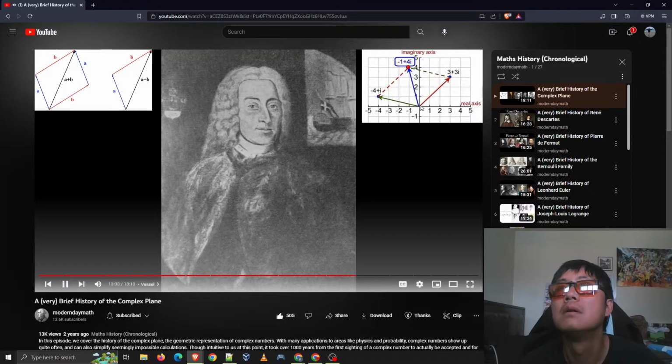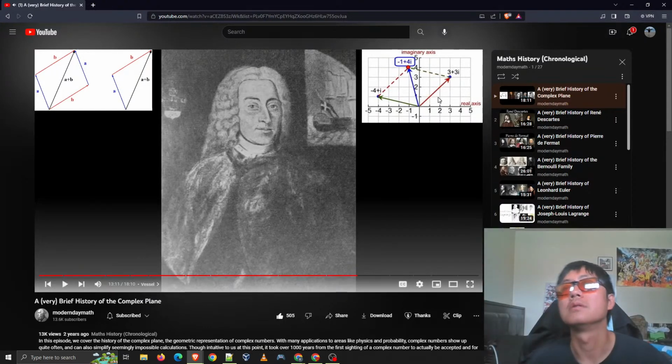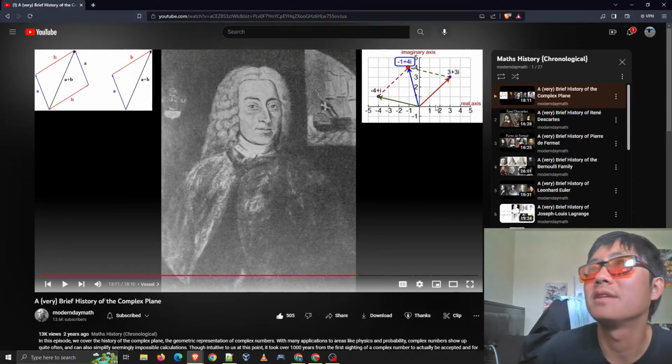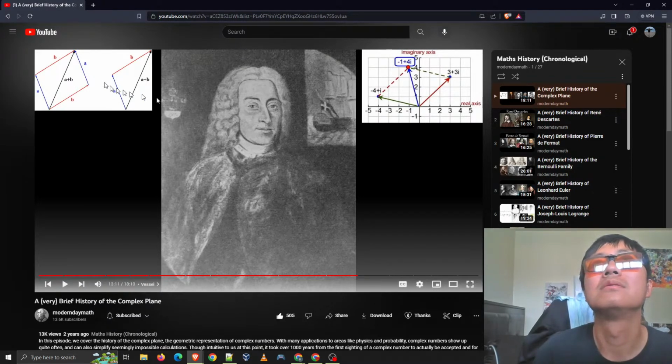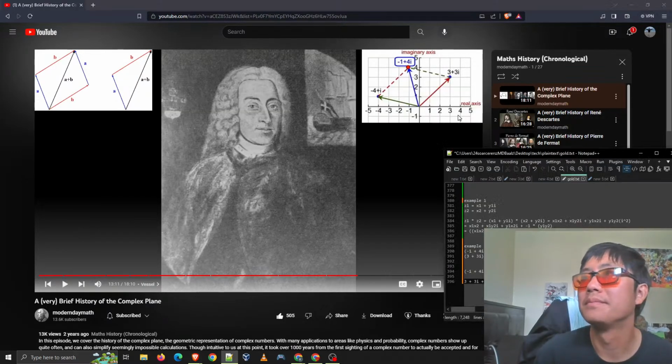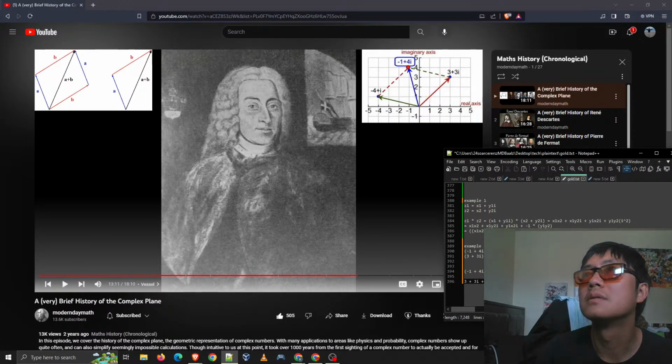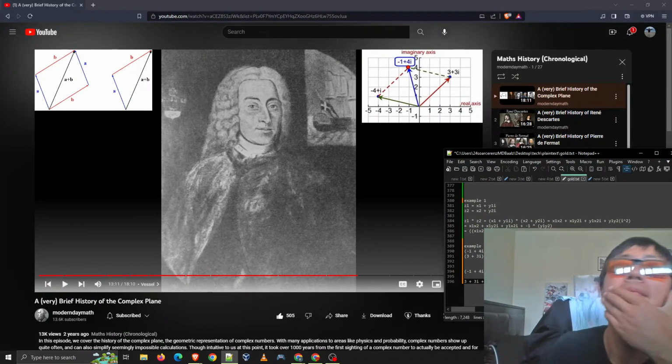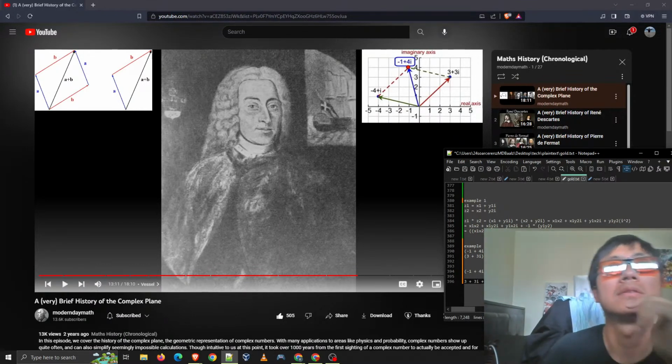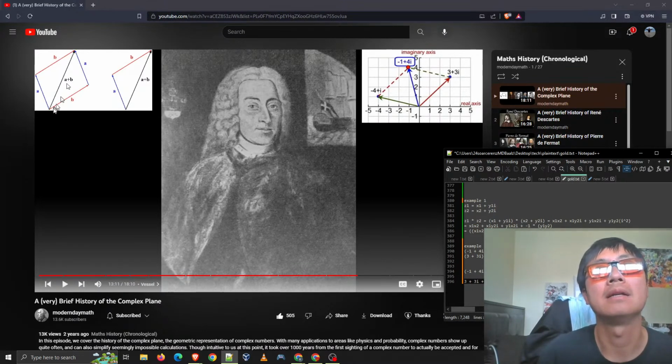Not long after Vessel's paper was written, the complex plane popped up again. So yeah, this is multiplication, but what the heck are they multiplying? How the heck are they doing it? Adding vectors is really add. That's the added. Multiplying vectors is this, or this.